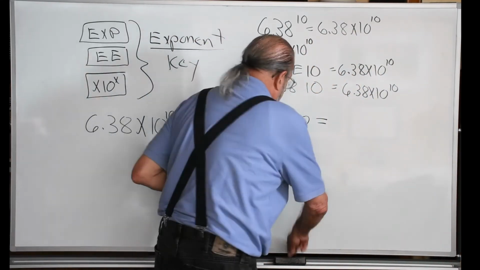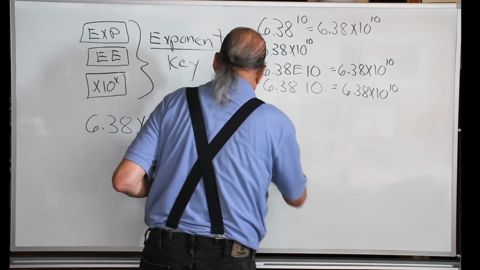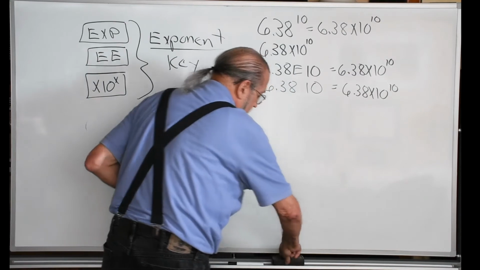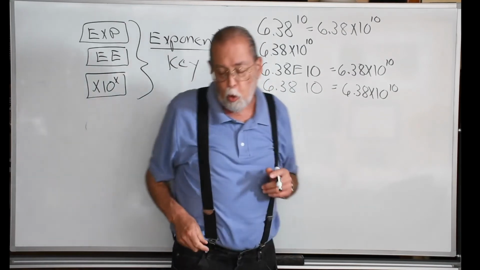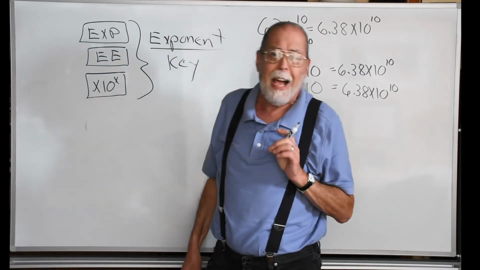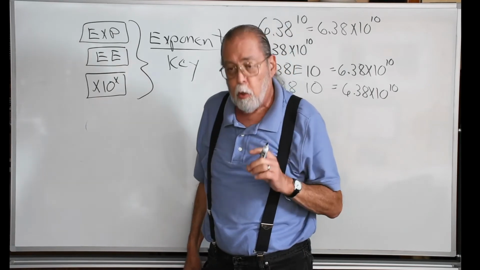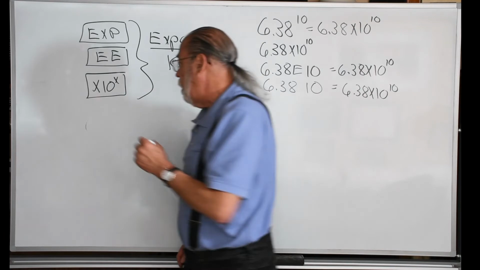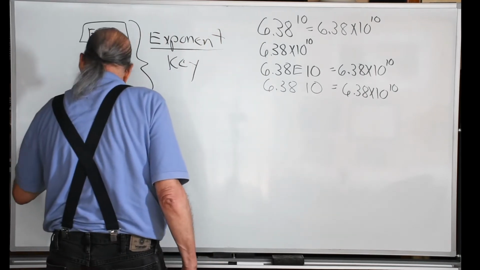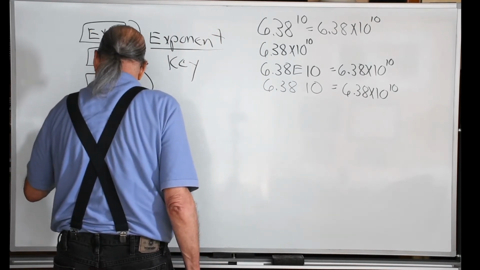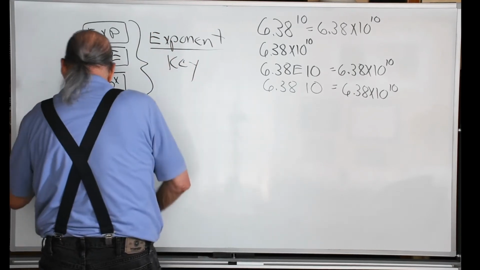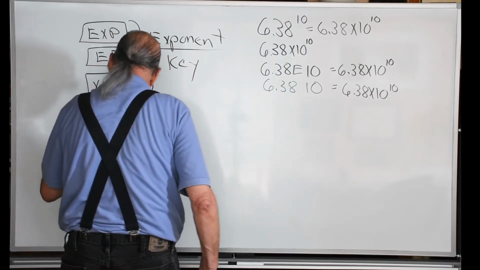Now, how do you enter a negative exponent? You do not use the negative key, the subtract key. You do not use the subtraction key. You have to look for what is called the unary minus key. Okay? Or just the minus key, not the subtraction key.